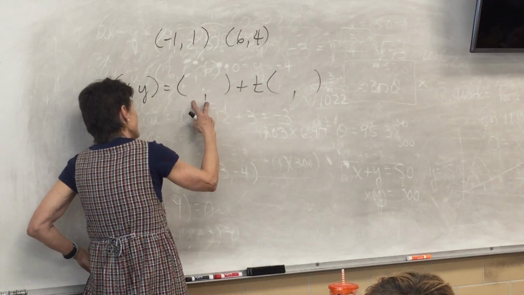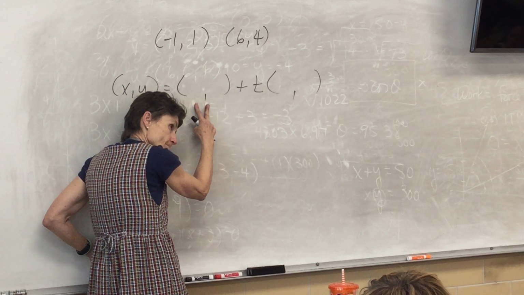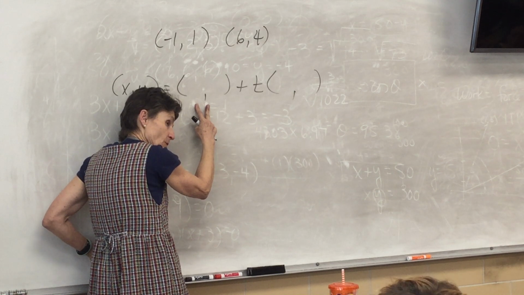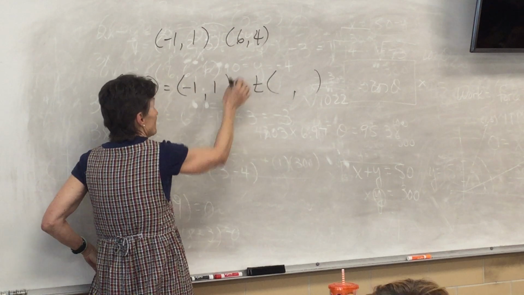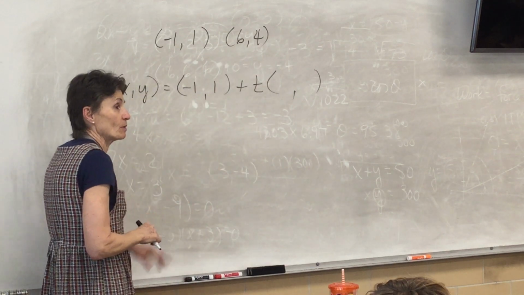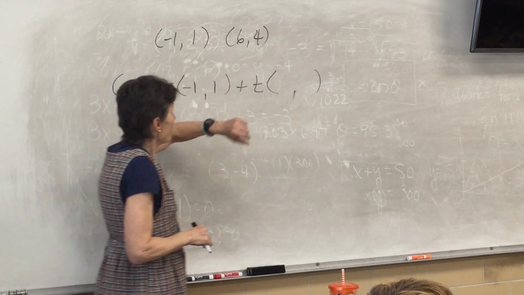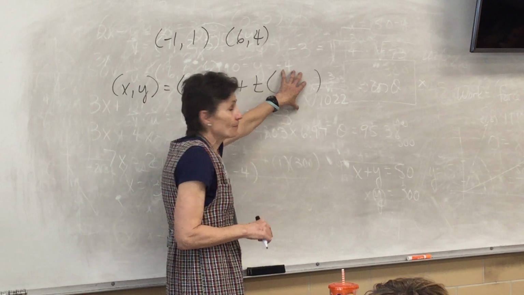So, in this, anybody remember what goes here? It's a point on the line. So I'll just use the first one, but you could use that one. It makes no difference. This is a point on the line. And then this is the direction vector of the line.